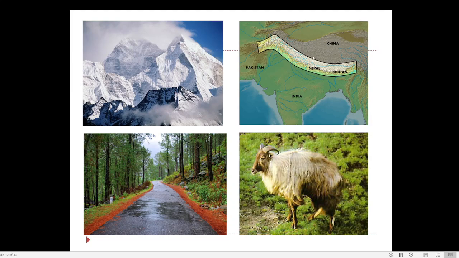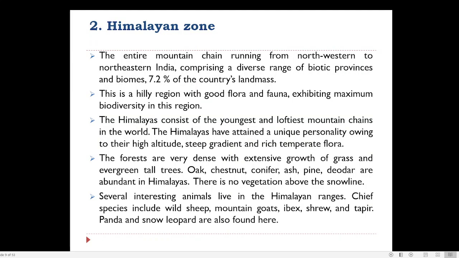So this portion is known as the Western Himalaya, the Himalayan zone, and it has a high level of diversity in flora and fauna. The Himalayas are the youngest as well as the loftiest, loftiest meaning tallest, mountain chains in the world. And because of that, here you can find important types of animals and plants.